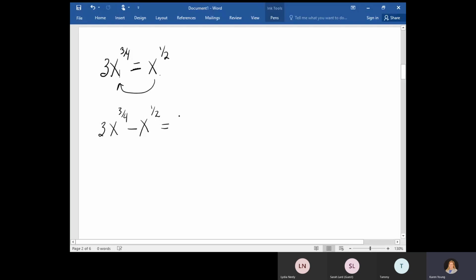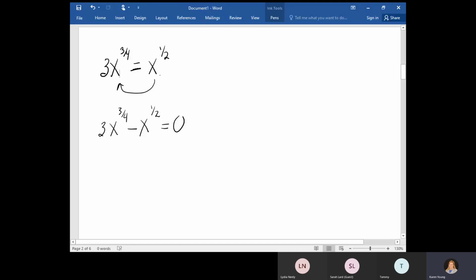It's the same thing as subtracting from both sides, when you want to combine. Well, I can't combine them because one of them has a 3/4 exponent and one has a 1/2 exponent. It's like saying x squared and x. They'd have to have the same exponent, the same fraction. What I do need to do is factor an x out, do a greatest common factor. In order to do a greatest common factor, my two fractions have to have the same denominator.